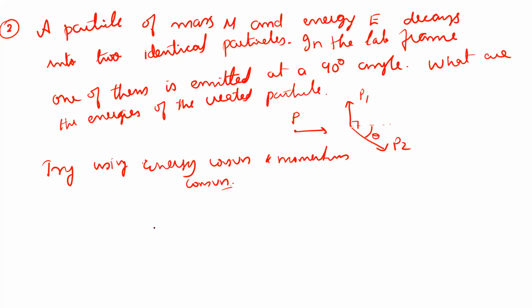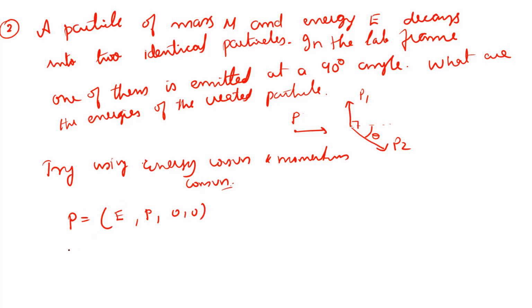For example, if you write the energy or the four-momentum components of this initial particle, we can take its energy as E1. We imagine it's moving along the x direction, or y direction, or z direction. Let's say it's moving along the x-axis. We'll write P is equal to (E, P, 0, 0).